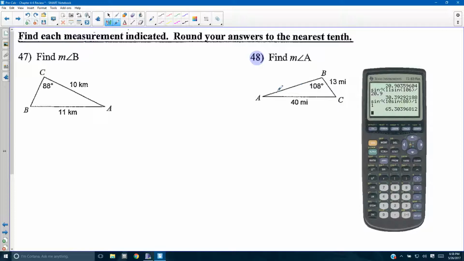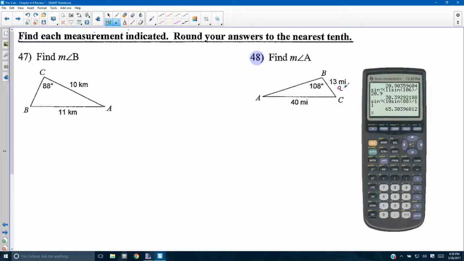Looks like the law of sines can be used here again. And when I say the law of sines can be used, I'm also saying the law of cosines can't be used, because we don't have the setup for the law of cosines. There are certain scenarios, like side-angle-side and what have you. But this one, we can find the measure of angle A here. Okay, so what do we have?